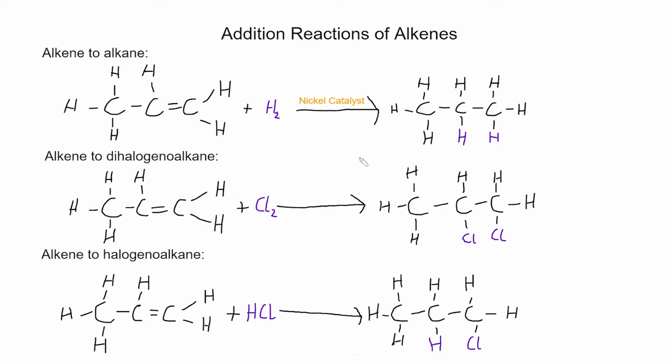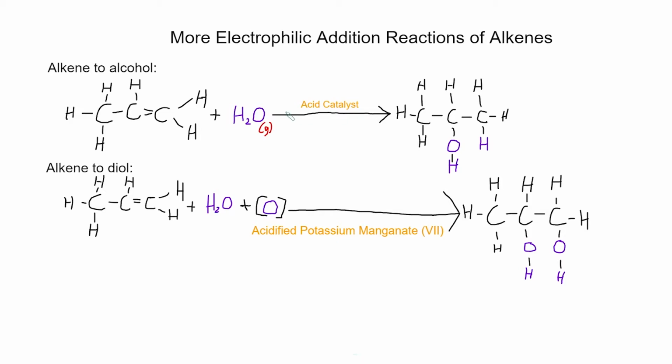There are two final electrophilic addition reactions with alkenes that you need to know about. These ones also involve oxidation. Firstly, we can add steam, and it must specifically be steam with an acid catalyst, to an alkene to create an alcohol.